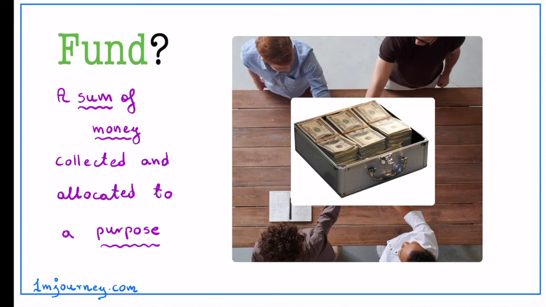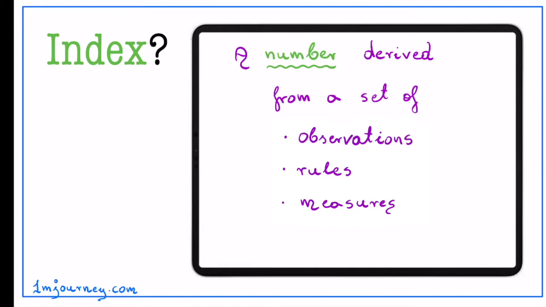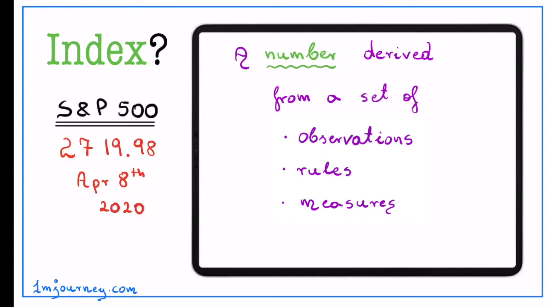So a group of people get together, they throw in money, and then we have a sum of money that we can allocate. Now, an index in itself is actually nothing special. Many people hear of the word index or index fund, but they don't know what it is. An index is just simply a number, and it is derived from a set of observations, rules, or measures that you have.